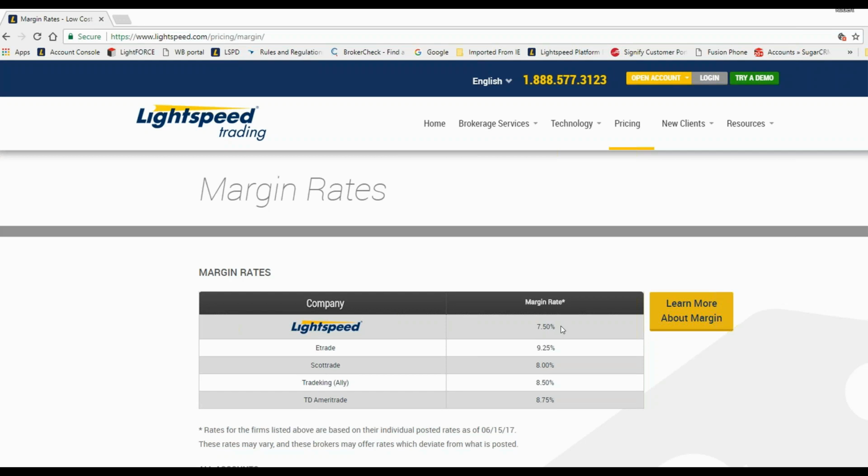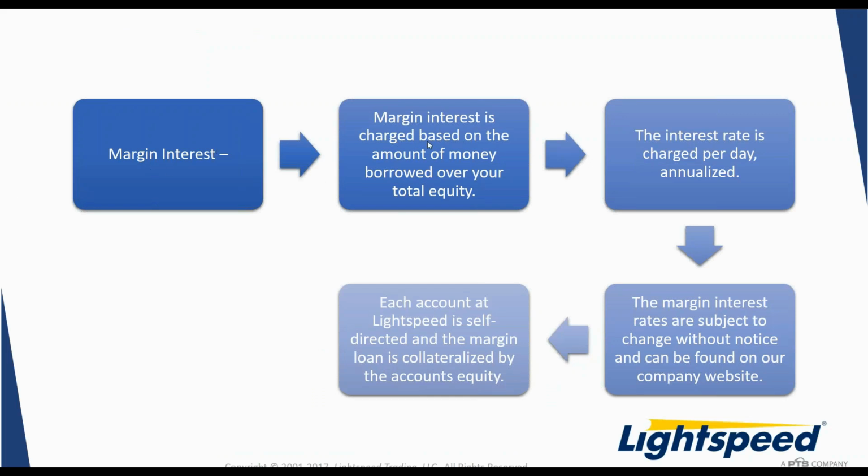Lightspeed, the starting margin rate is 7.5%, and this is an annual rate. So margin interest. Margin interest is charged based on the amount of money borrowed over your total equity. Essentially, if I have a $25,000 account, and if I hold $35,000 overnight, which is acceptable, but just like a loan, I'm borrowing $10,000 above my account balance. That portion is subject to the margin interest. So the interest rate is charged per day, annualized. So it's an annual rate broken down into a daily charge. The margin interest rates are always subject to change without notice, but we do list it on our company website. Each account is self-directed, and the margin loan is collateralized by the account's equity.